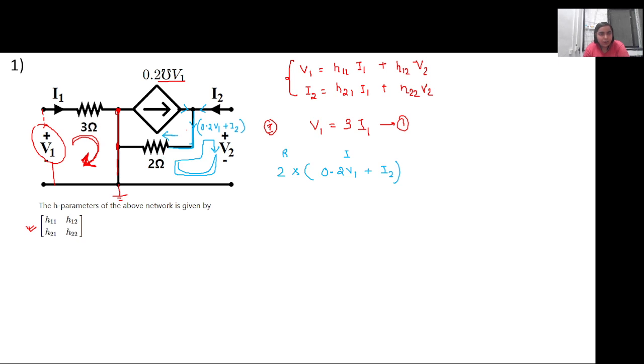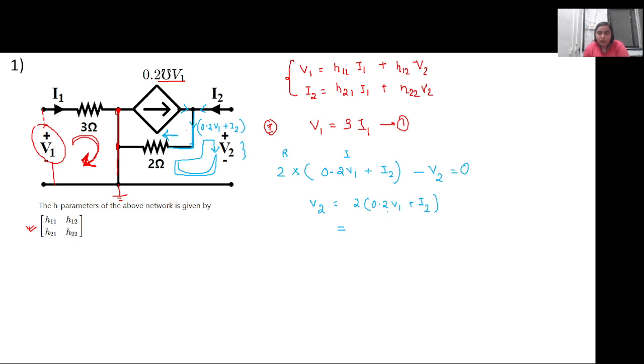And we are moving in the opposite direction of the current flow, so it is positive. Then we are entering through the positive terminal of V2, so this is minus V2, and this will be equal to 0. This satisfies the KVL equation. So V2 is equal to 2 into (0.2 V1 plus I2), right?